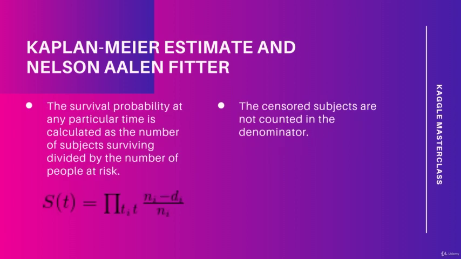The survival probability at any particular time is calculated as the number of subjects surviving divided by the number of people at risk. The censored subjects are not counted in the denominator. The equation is given as follows. Here, Ni represents the number of subjects at risk before time t. Di represents the number of the events of interest at time t.